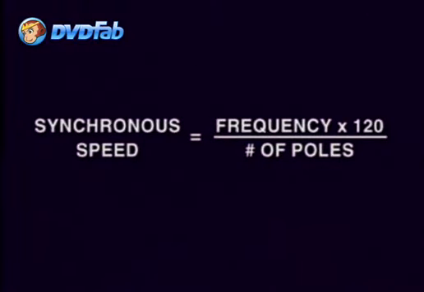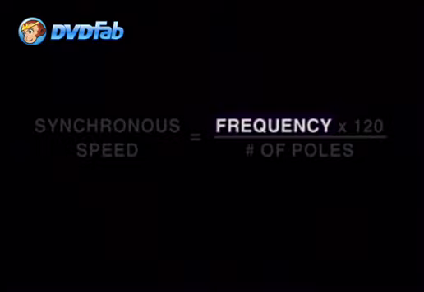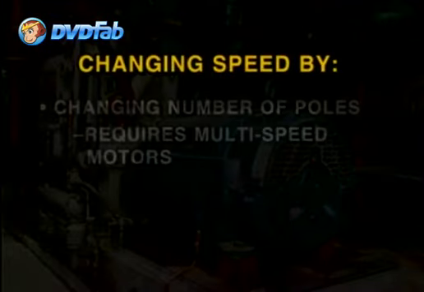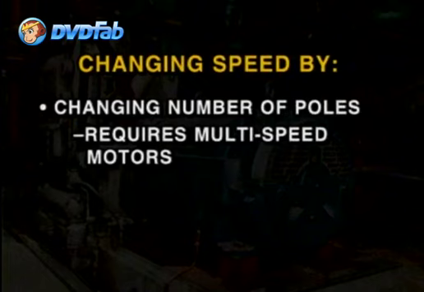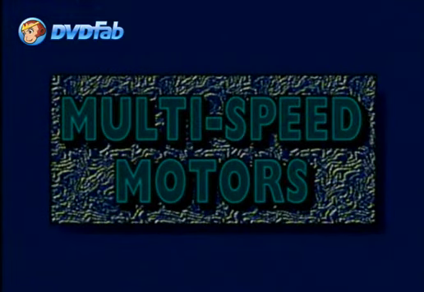As we know, the synchronous speed of an AC motor can be regulated by either changing the number of poles in the motor or by varying the frequency of the voltage to the motor. To implement the speed control by changing the number of poles requires special three-phase wound motors called multispeed motors. When implementing the speed control by changing the frequency of the voltage, a drive is used, and it is generally referred to as a variable frequency speed drive. Let's first take a look at multi-speed motors.